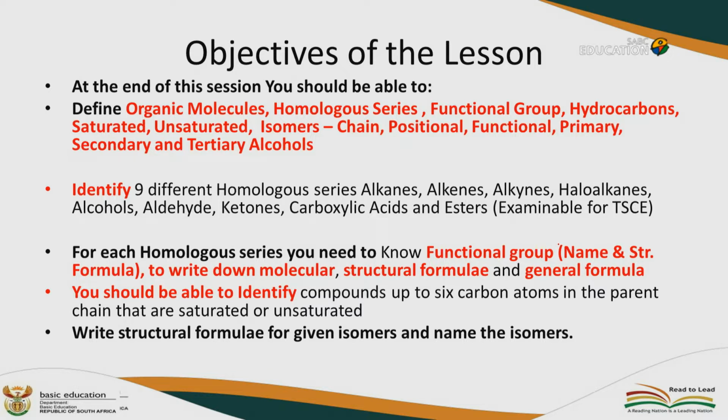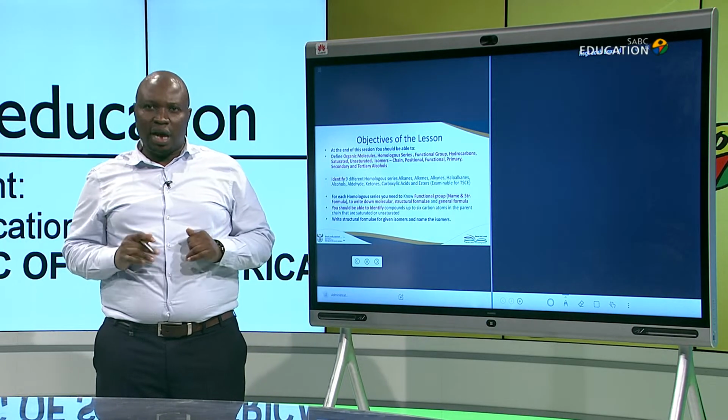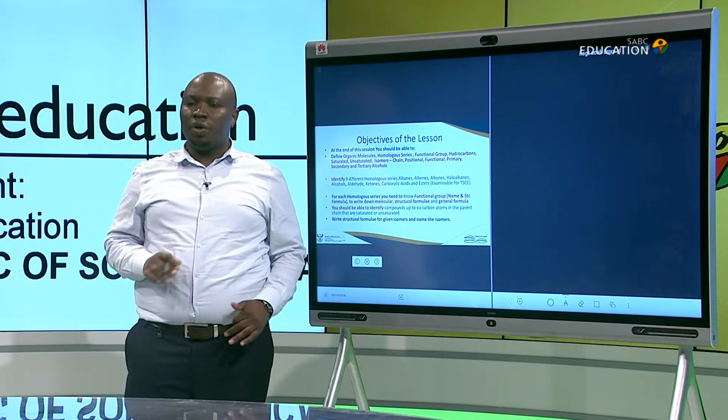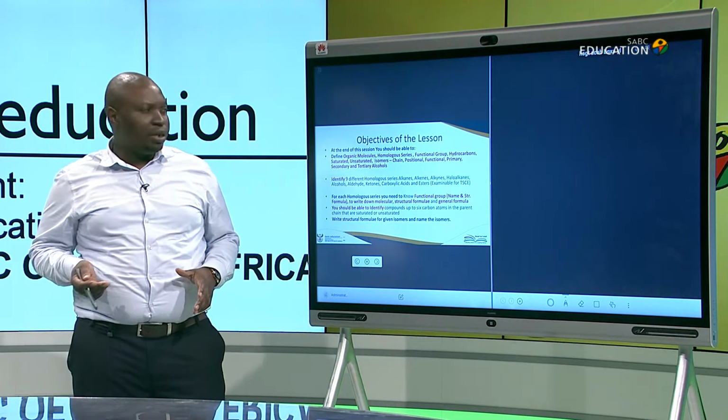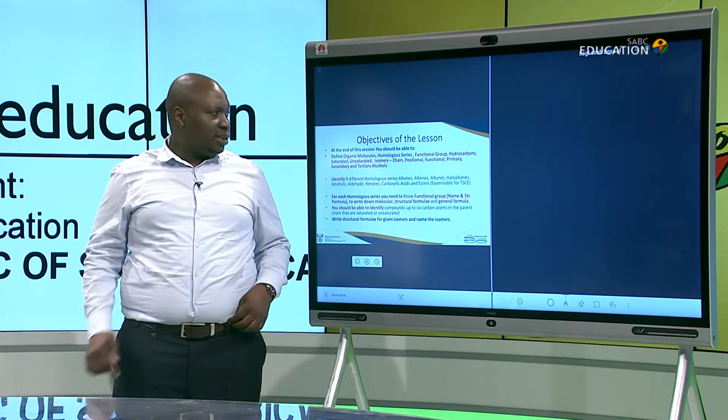For each homologous series, you need to know the functional group. For each functional group, you must know the name of the functional group and the structural formula of the functional group. Number 2, for each homologous series you must be able to write down the molecular formula, structural formula, and general formula. You should be able to identify compounds up to 6 carbon atoms in the parent chain that are saturated or unsaturated. So what we are saying here is, for technical science, you do only 6 carbons, not more than 6 carbons. So we are limited only to 6 carbons in the parent chain. All our structures will be up to 6 carbons.